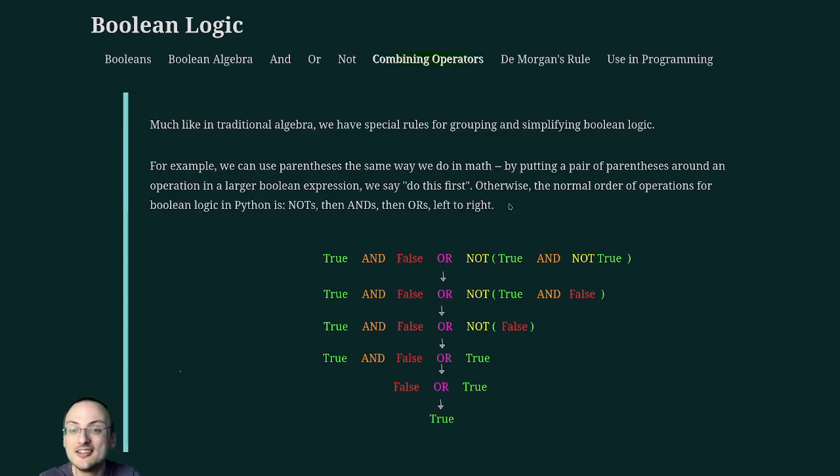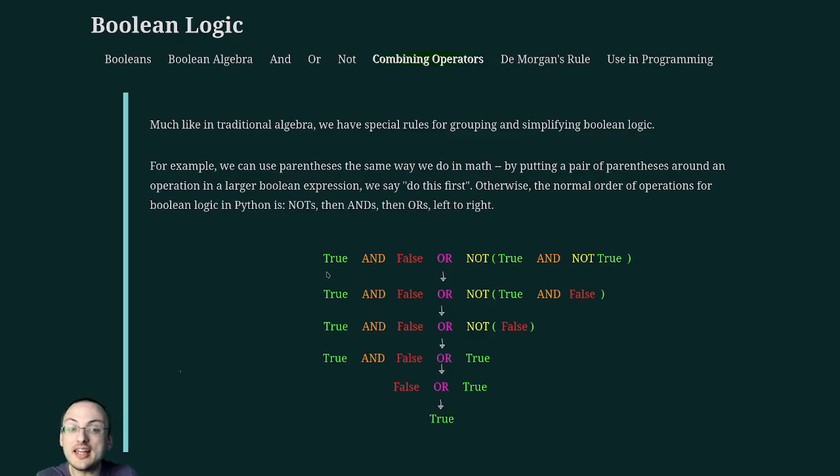So for us, those parentheses are going to work exactly the same way here in Boolean logic. If I put parentheses around something, like let's say this part of our expression here, that says start with that part and then follow our normal rules inside of there. Otherwise, the general rule in most programming languages is we start with the nots, then we do the ands, and then we do the ors, and each one of those goes left to right.